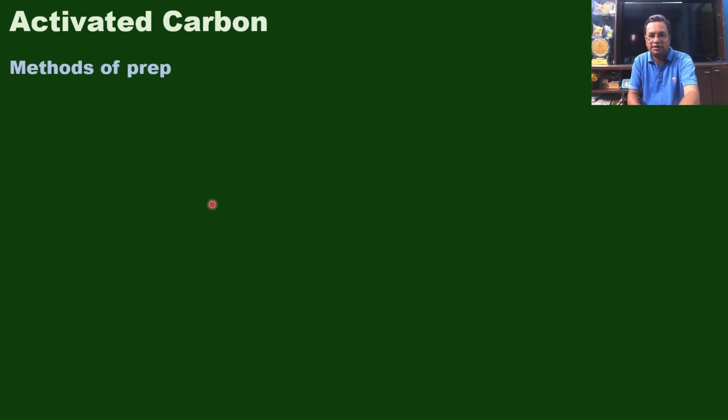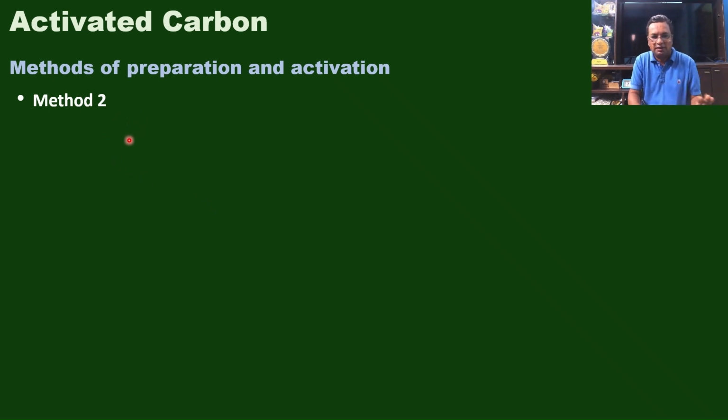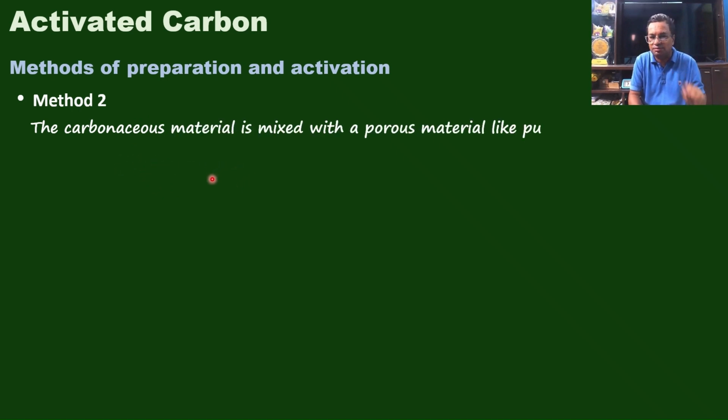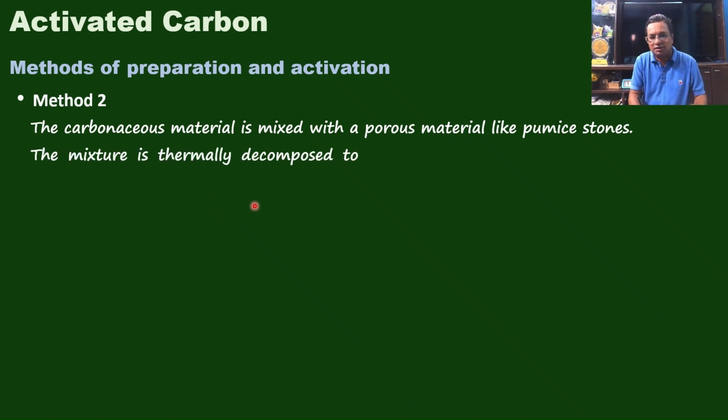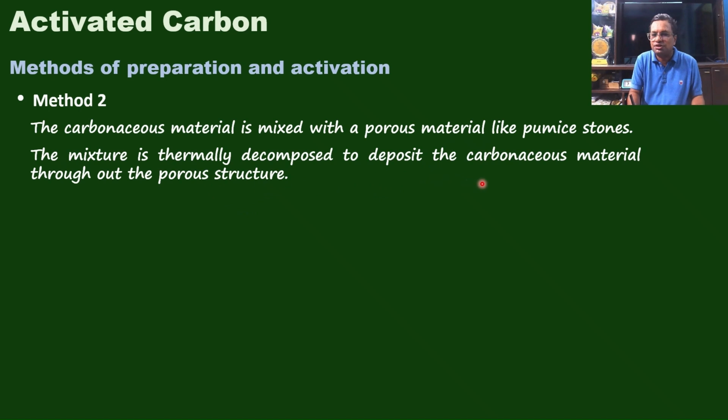Continuing with activated carbon, we were talking about methods of preparation and activation. We discussed method 1. Now method 2: in this method, the carbonaceous material is mixed with a porous material like pumice stones. So any porous material like pumice stones is first mixed with carbonaceous material, and then this mixture is thermally decomposed. This thermal decomposition results in deposition of the carbonaceous material throughout the porous structure. So that gives us the adsorbent that you can use.